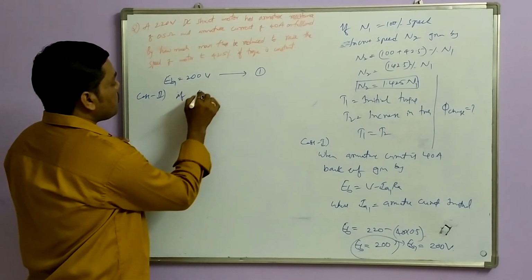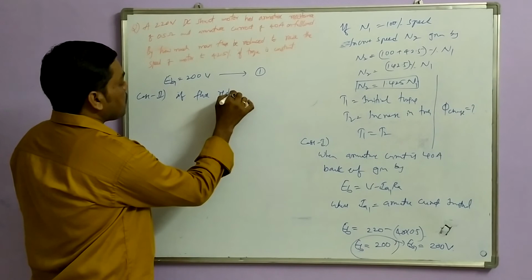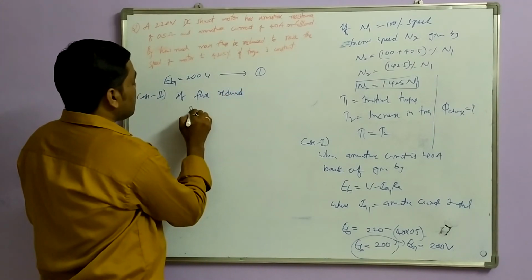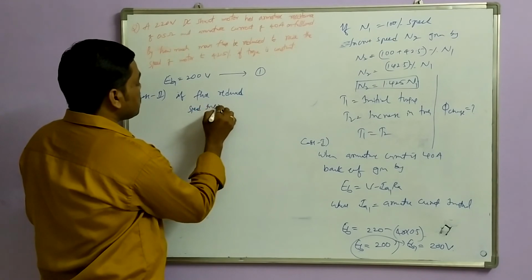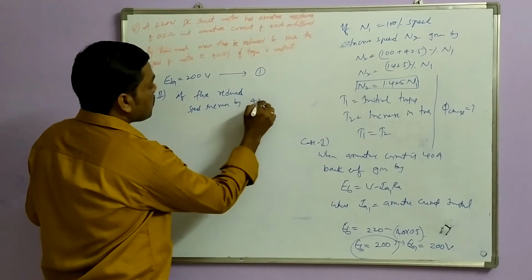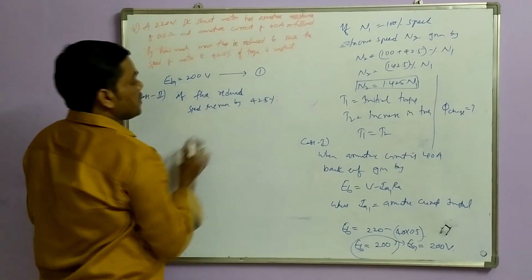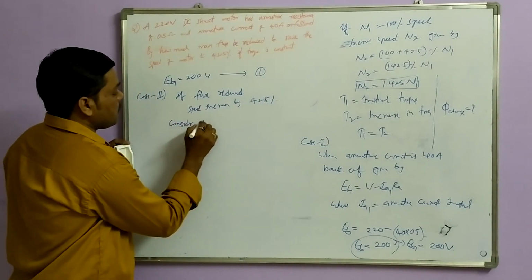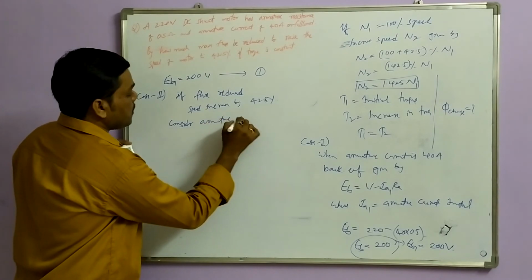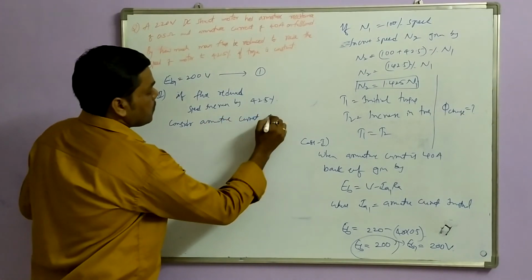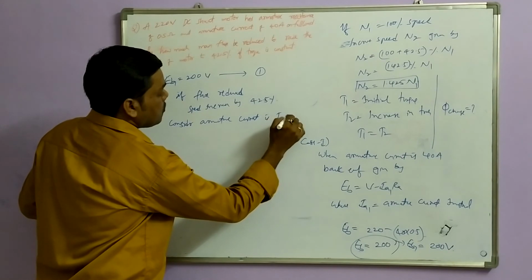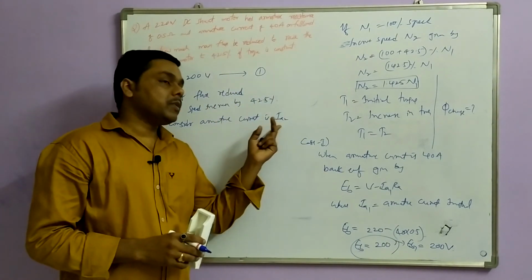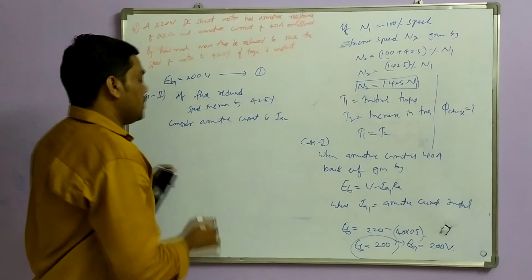Case 2: if flux is reduced, speed is increased by 42.5%. Consider the armature current is IA2. I don't know the armature current in the second case, so I am assuming it is IA2.